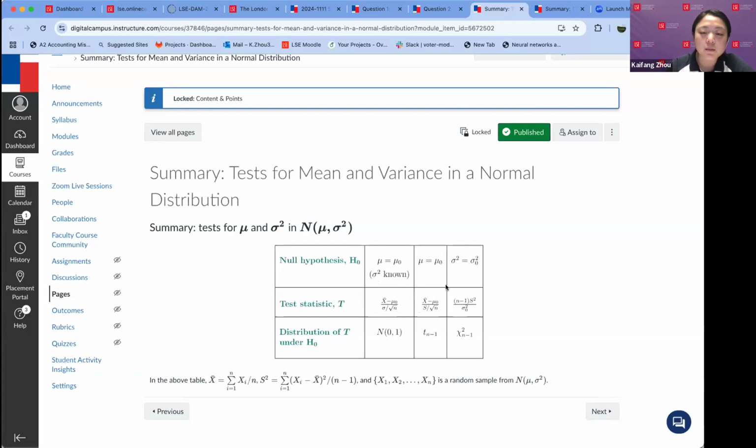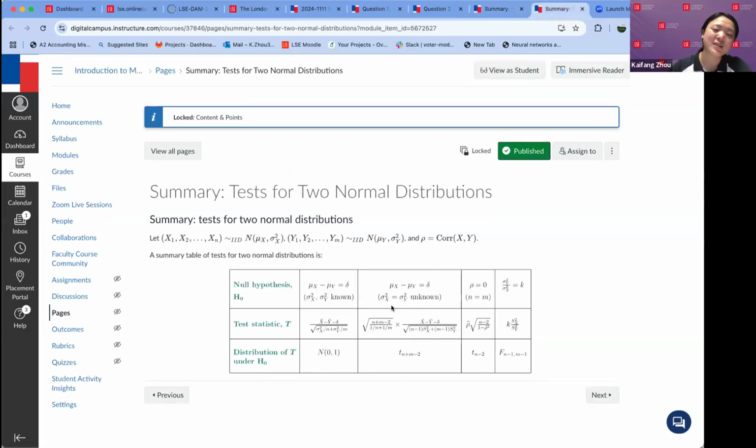If sigma square is unknown, in this case, we're going to use this test statistic to carry out the hypothesis testing, which follows a student t distribution. And then we're going to use a chi-square distribution, a random variable which follows the chi-square distribution, to help us carry out the hypothesis testing for the variance.